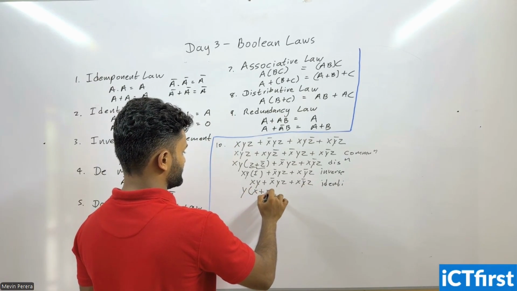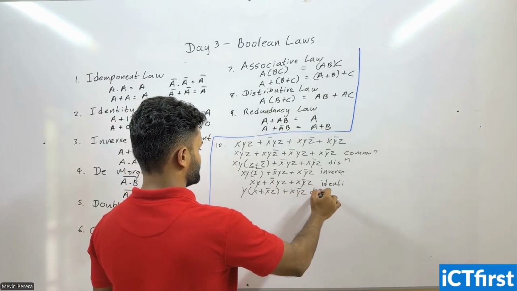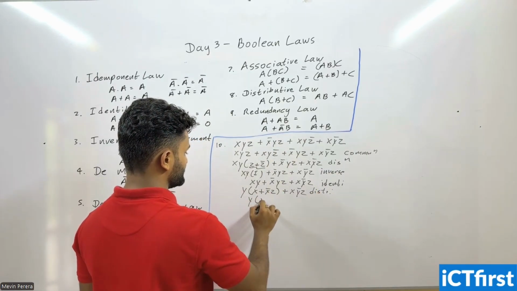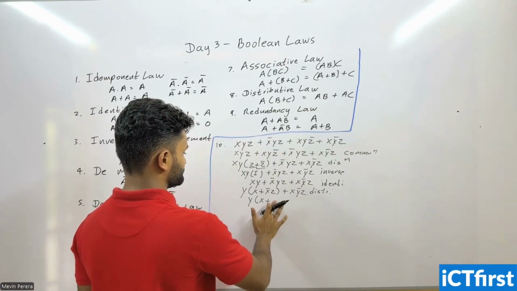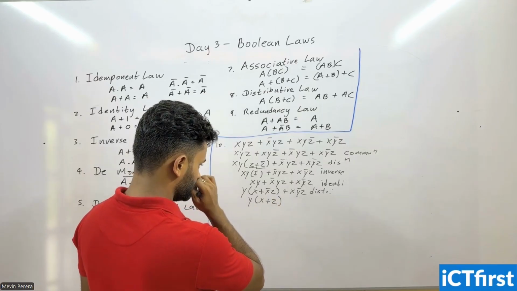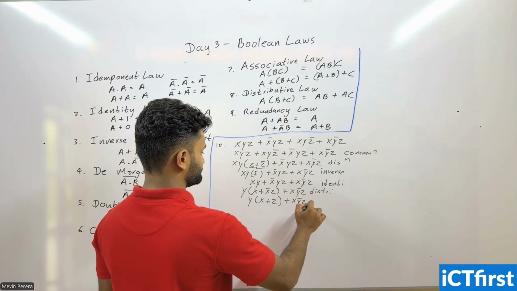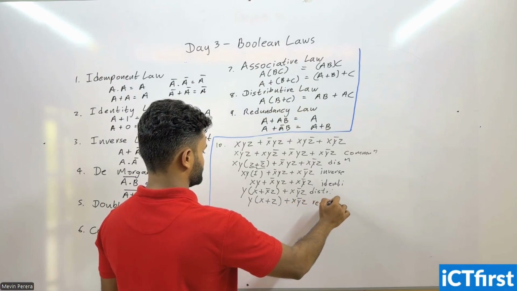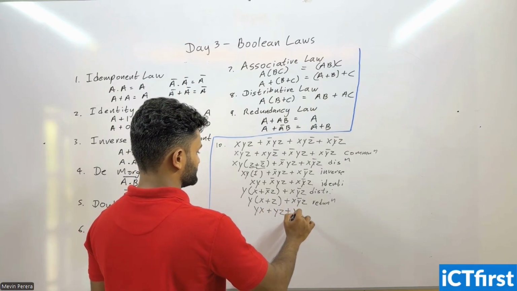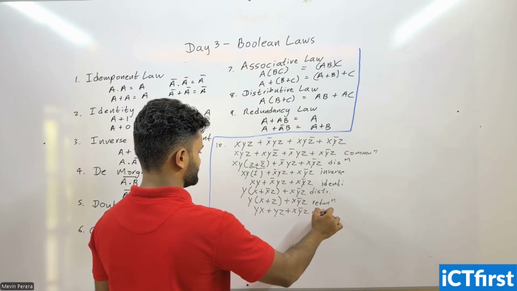Okay, x plus x by z plus x y by z. Distributive. I can write this by adding the redundancy term. Redundancy, then yx plus yz plus xy by z. That is distributive law.